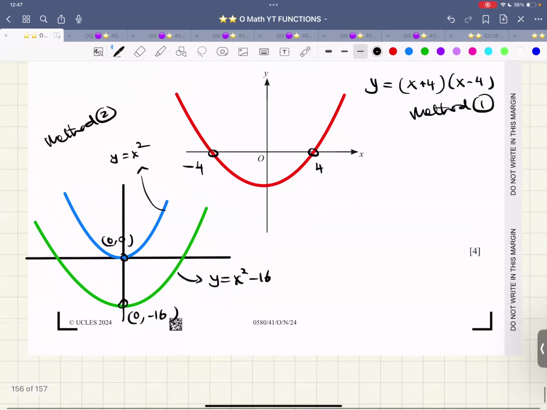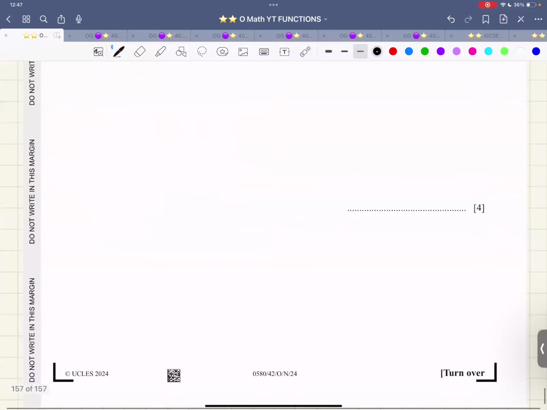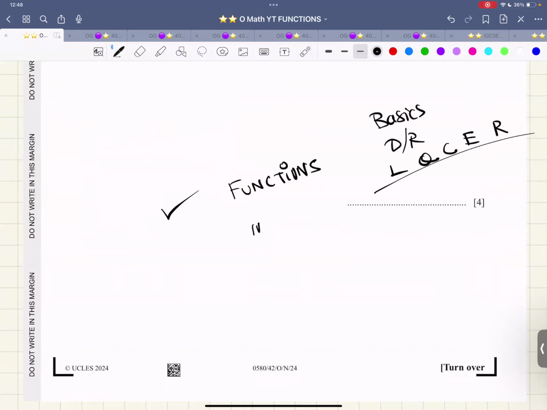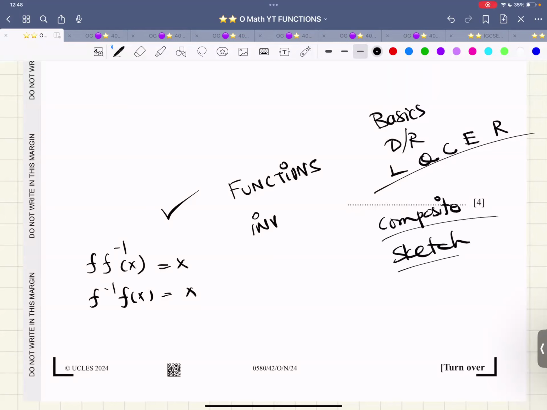So a quick overview of quadratics. If you need more details, check out the video. And I think that's about it. So now this concept of functions related to basics, related to domain and range, related to linear, quadratic, cubic, exponential, and reciprocal, it's all done. And we talked about inverse function. We talked about this property, which a lot of people don't emphasize on. F of f inverse x is x. F inverse of fx is equal to x. And then we talk about composite functions in general, and we talked about a little bit of sketching.